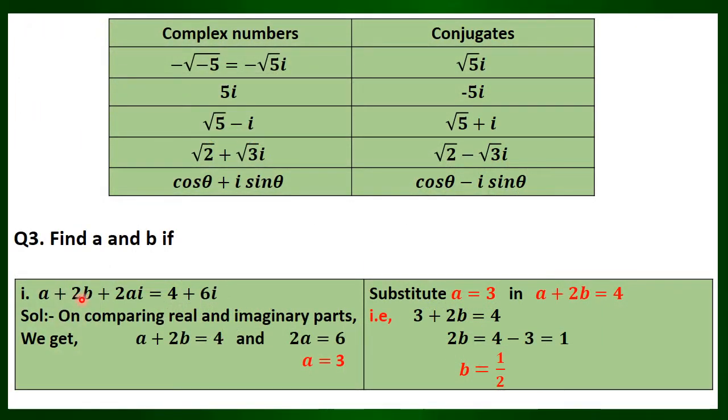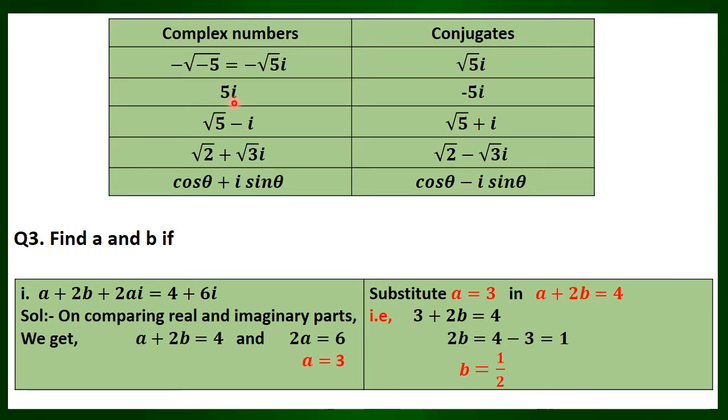Minus root of minus 5 is equal to minus root 5i, that we know because this is not given in the form of an ordinary complex number. So we will remove i from this, then we can write this as minus root 5i. Then the conjugate: there exists only the imaginary part, so we will reverse its sign, that is root 5i is the conjugate. Next one, 5i, again imaginary part, so minus 5i.